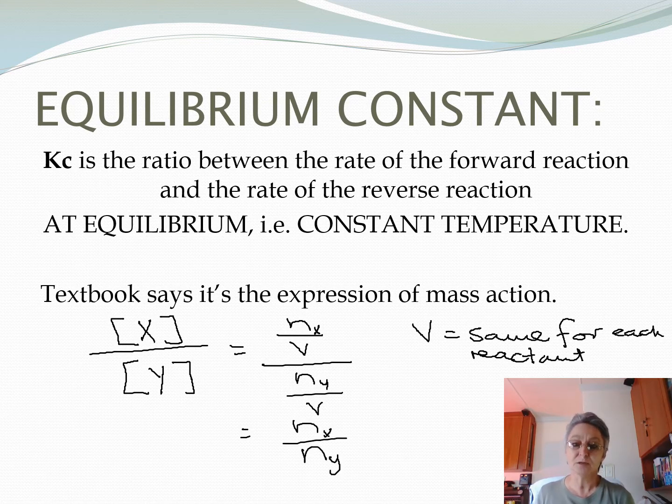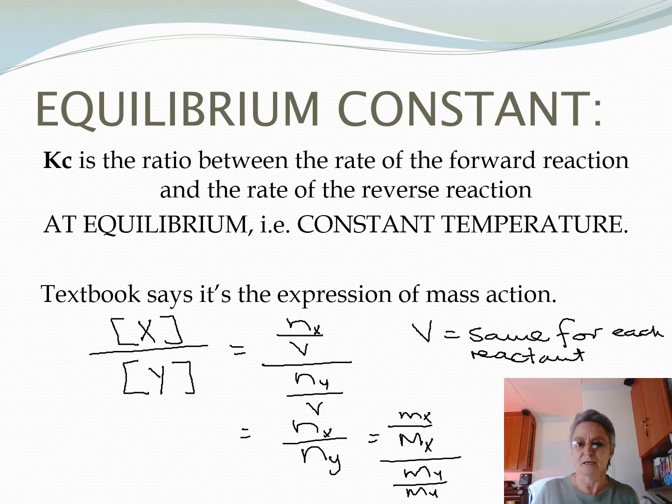This is a simplified expression, and moles is basically mass over molar mass. So it's mass of X over molar mass of X, divided by mass of Y over molar mass of Y. So that's most probably why the textbook says it's an expression of mass action.